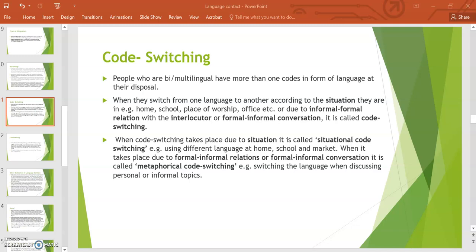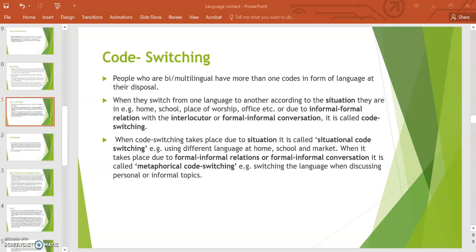For example, using different languages at home, school, and market. When it takes place due to formal informal relations or formal informal conversation, it is called metaphorical code switching. That is switching the language when discussing personal or informal topics, or switching of language that is related to switching of topics. And situational code switching is switching of language which is related to switching of situations where you are.